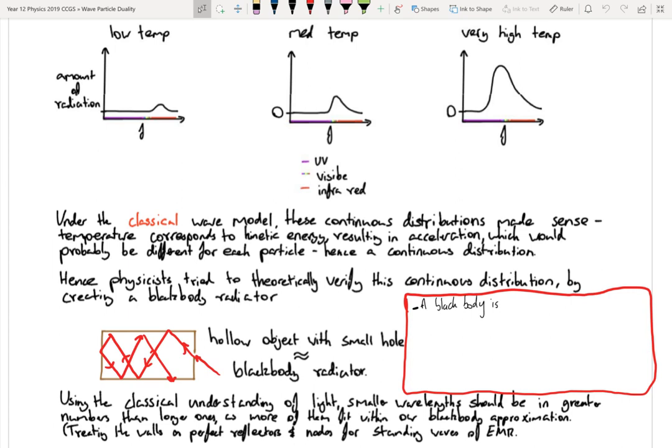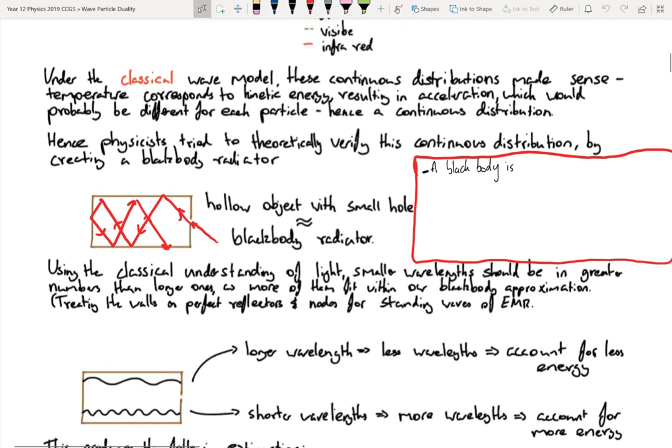But in year 9, you would have looked at a rough matte black surface absorbing incident light. You could also look at a cavity that the light gets into, and it basically reflects around inside this cavity until it's entirely absorbed. So here's an idea of a perfect black body: all incident light is absorbed, and none is reflected. And I think I've just put down the definition of what a black body is.